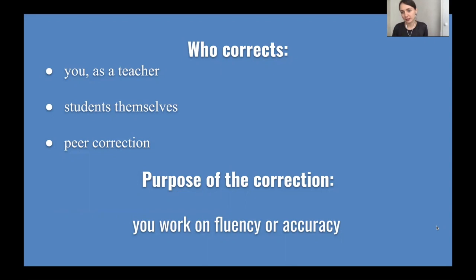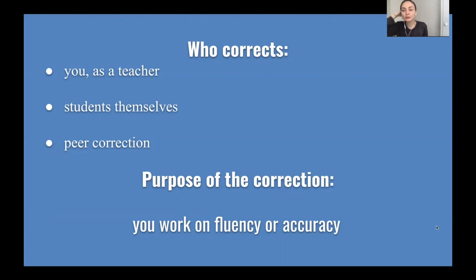So when your student makes a mistake, you help your student every time he makes this mistake, because you're working on accuracy. You want your student to remember a certain construction very well. Or if you are doing a speaking exercise, you're working on fluency. In this case, you're working on the ability of your student to speak freely. So you don't want to interrupt your student every time he makes a mistake, because it will lead, as I said earlier, to discouragement. Your student won't be able to speak that freely anymore.